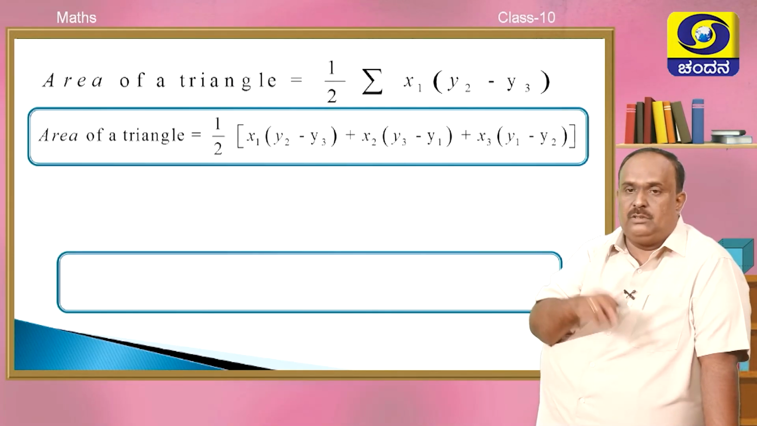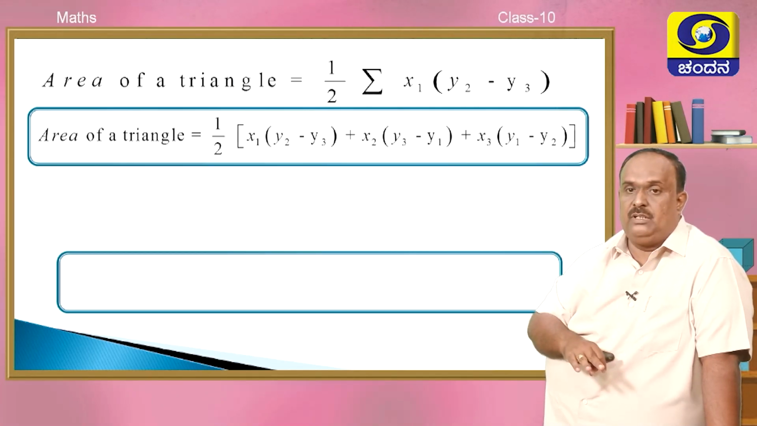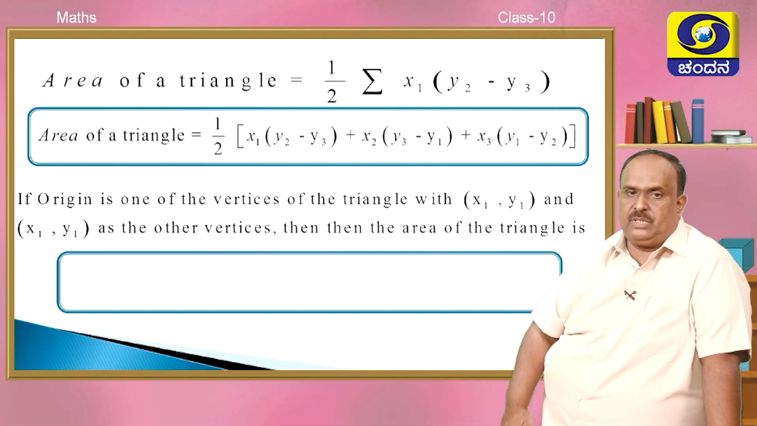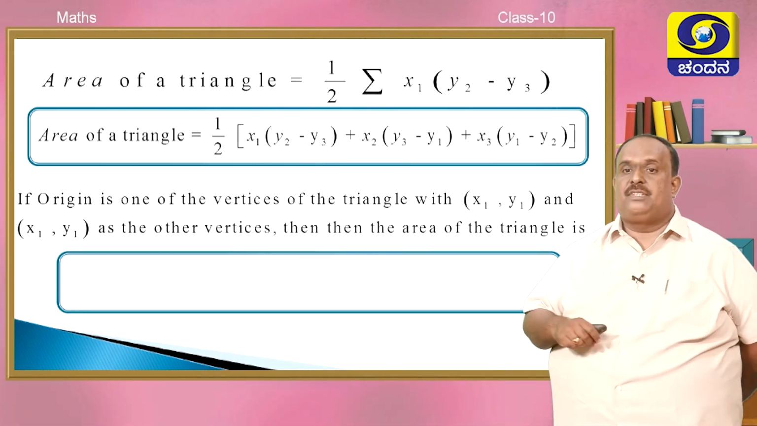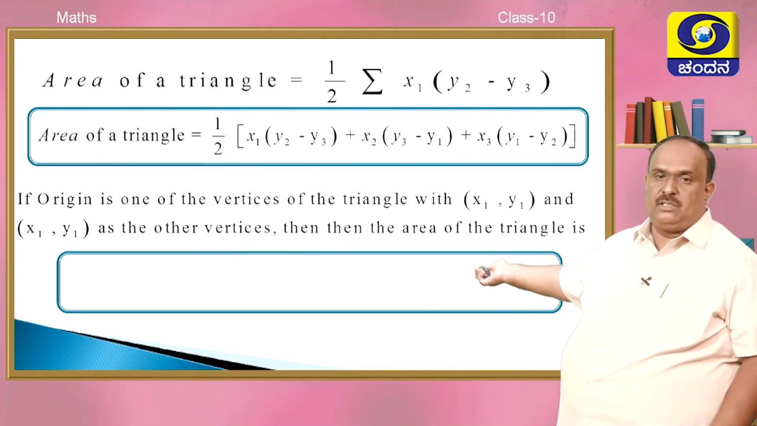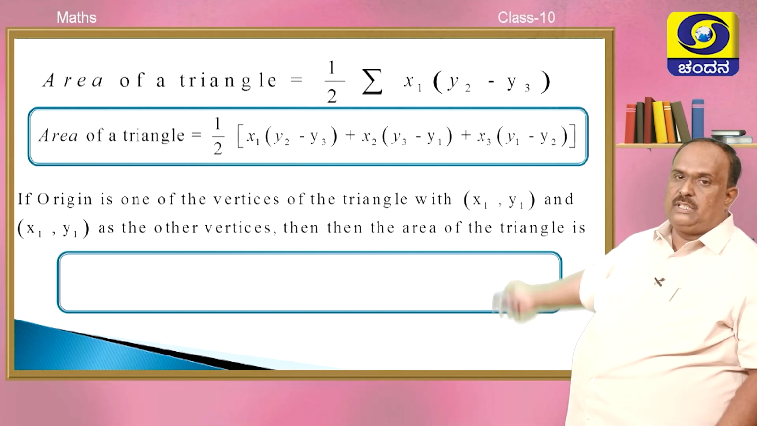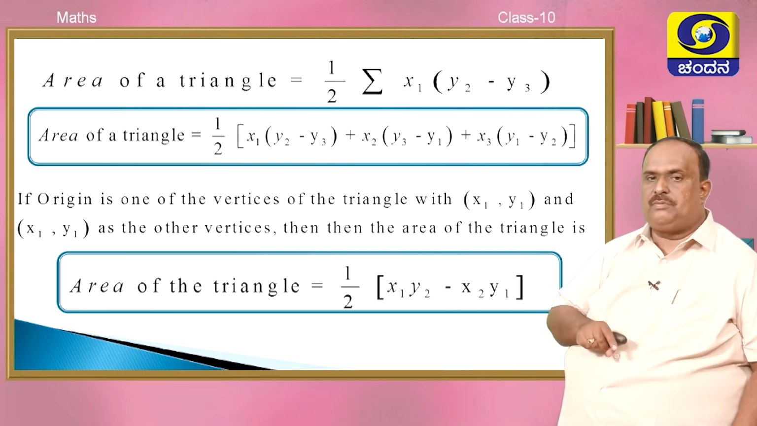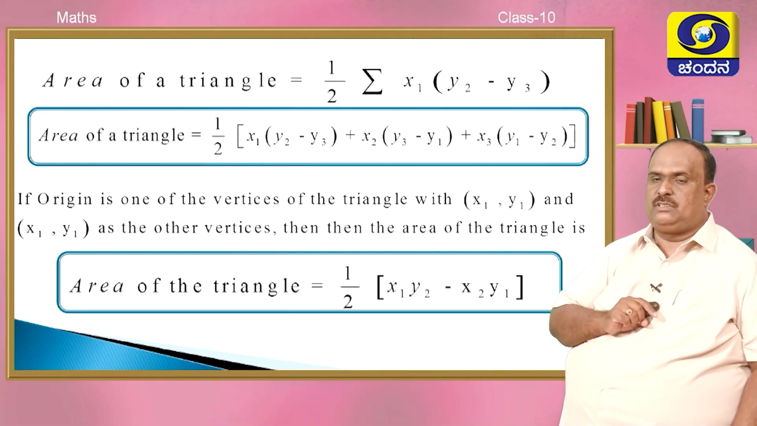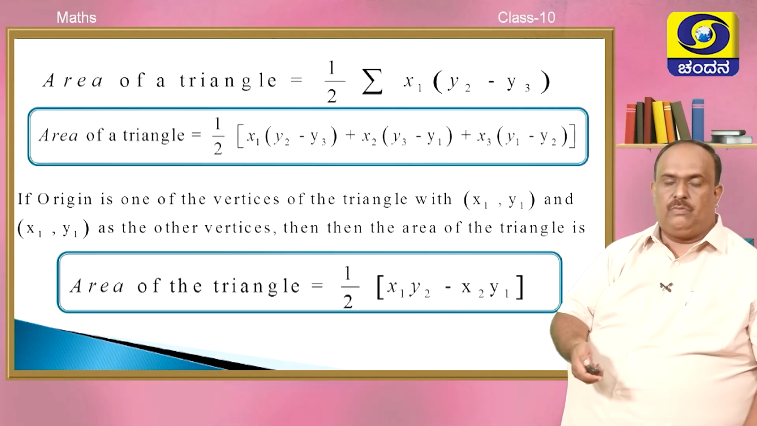Now, these are 3 different points. When the origin is one vertex of the given triangle, what will be the formula? Origin is one of the vertices, x1, y1 is the second vertex, x2, y2 the other vertex. Then the area of the triangle is half of the absolute value of x1, y2 minus x2, y1. Change x1 to x2, x2 to x1. This formula is used only when origin is one of the vertices.